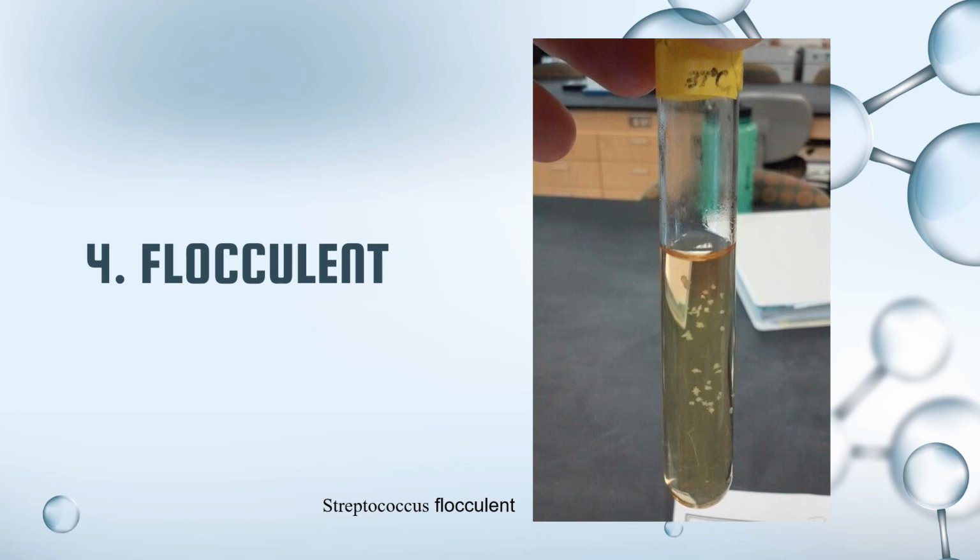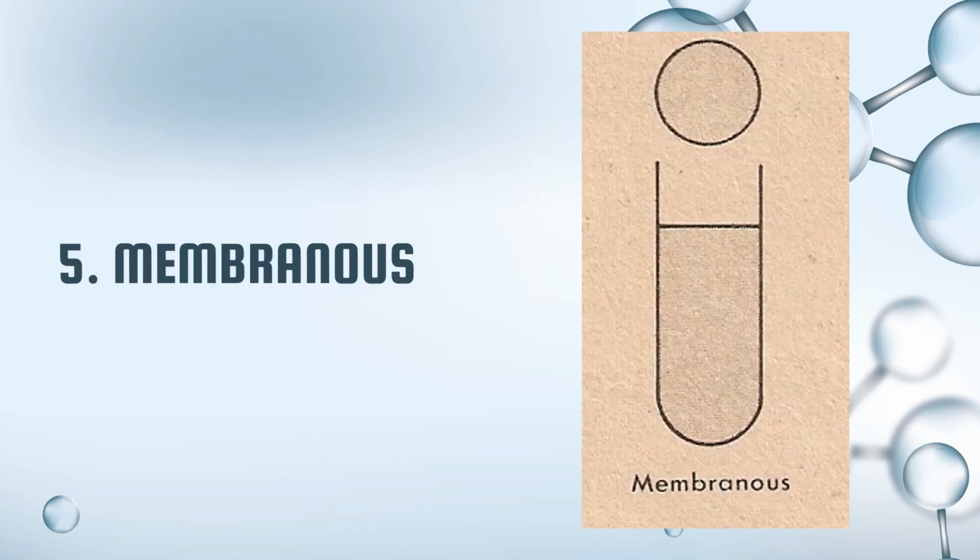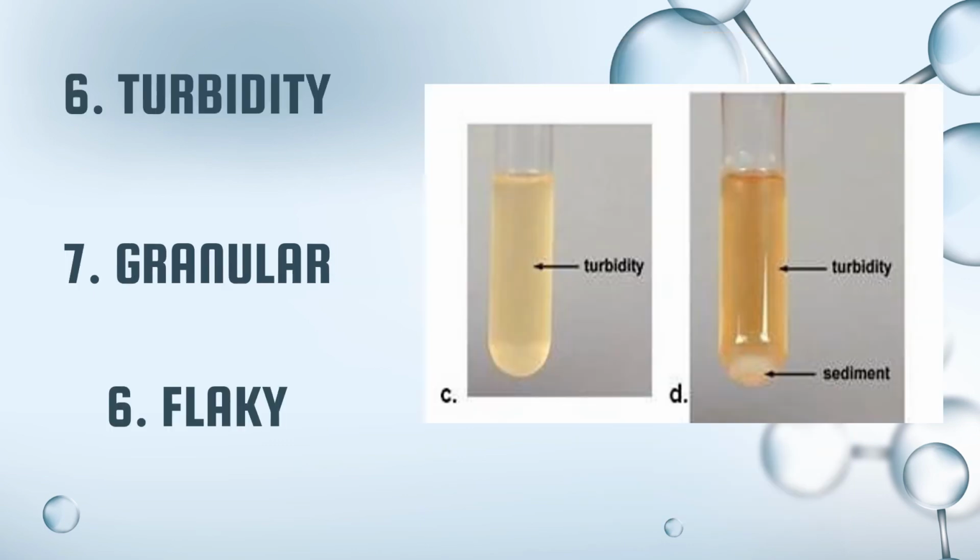This is Streptococcus, and it shows flocculent growth. As you can see, there are small masses of growth floating in the culture fluid. Next is the membranous. It is a thin coherent growth like a membrane. Next, turbidity. It shows the surface growth of bacteria is cloudy. Next is the granular. It can be seen in the surface growth as small particles. And last is the flaky, seen as large particles.